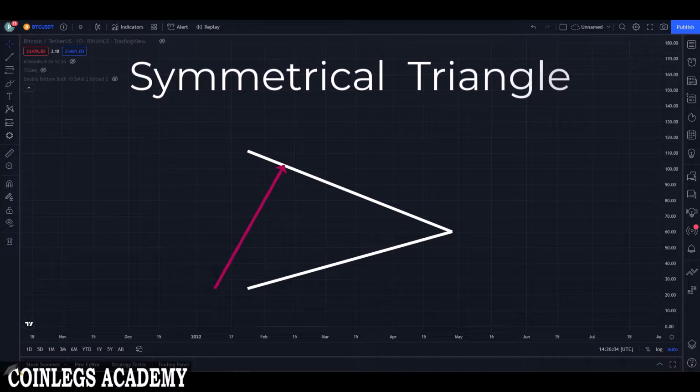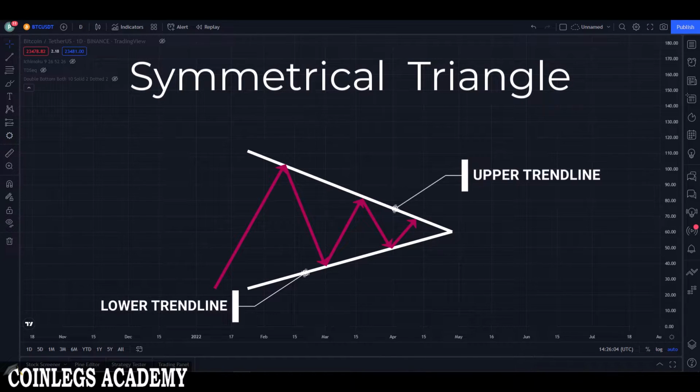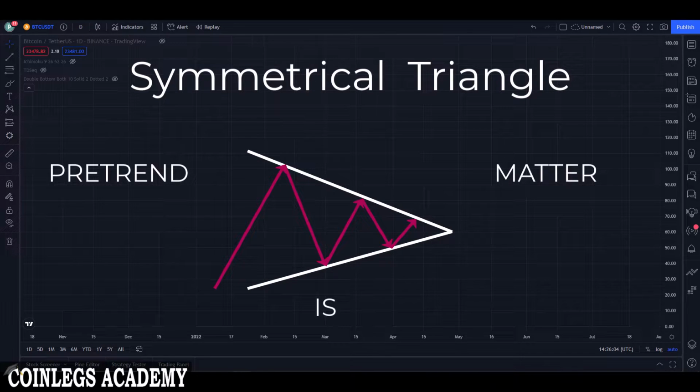Symmetrical pattern. A symmetrical triangle is composed of a diagonal falling upper trend line and a diagonally rising lower trend line. As the price moves toward the apex, it will inevitably breach the upper trend line for a breakout and uptrend on rising price, or breach the lower trend line forming a breakdown and downtrend with falling prices.